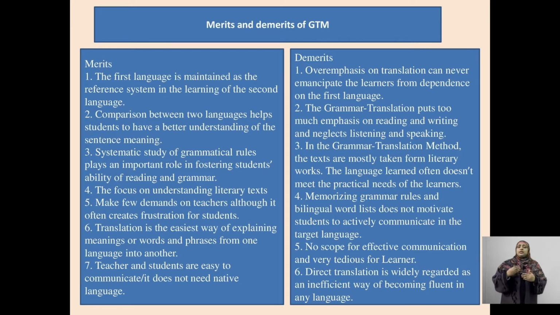And apart from this, they are talking about stressing the grammatical rules. So here the systematic study of that grammatical rule will play an important role in fostering the students' ability of reading and grammar. So here there will be main focus on the reading and grammar. So reading ability or reading skill is developed among the students. Even the students utilize grammar in a very good manner. They have proficiency in the grammar when we are using this grammar translation method.